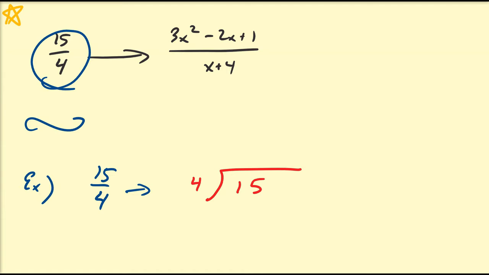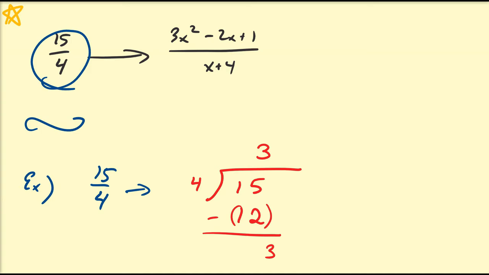We know that 4 goes into 15 an integer number of times, namely 3. And 3 times 4 is equal to 12. Then we subtract 15 minus 12, and we have 3. And then we ask ourselves, does 4 go into 3? The answer is no, since 3 is smaller than 4. Therefore, our answer is in this form.